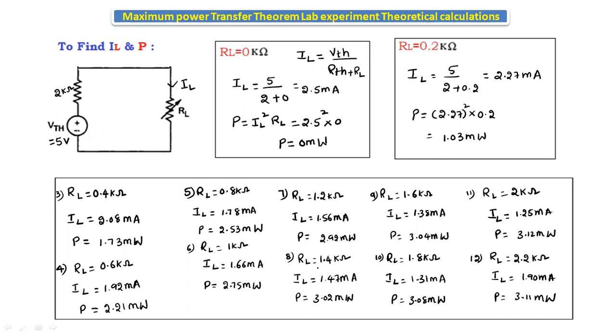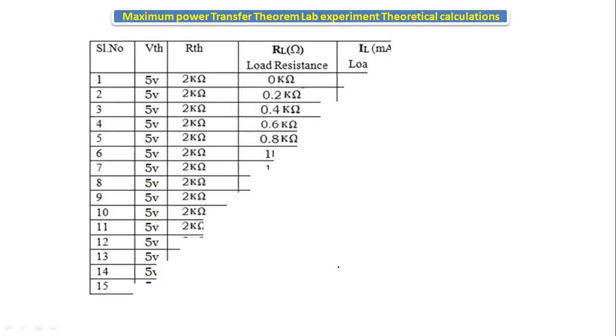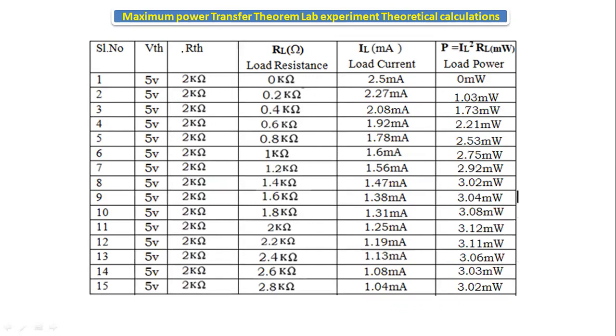And if we summarize all the values, see here, this is a tabular column. Up to now, we got VTH equal to 5 volts and RTH is 2 kilo ohm, and we are varying the load resistance. These two are the fixed values, and RL is a variable resistance. For 0 kilo ohm, we got 2.5 milliamps and 0 milliwatts. So we have calculated up to 2.2 kilo ohms.